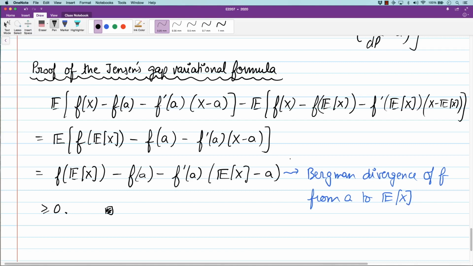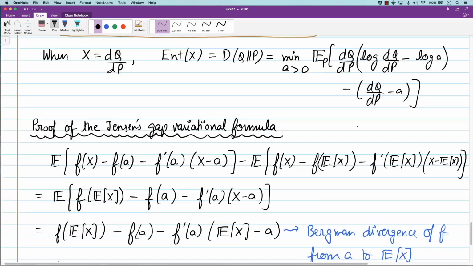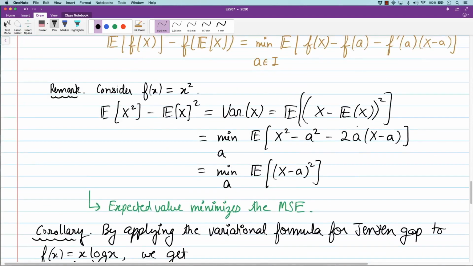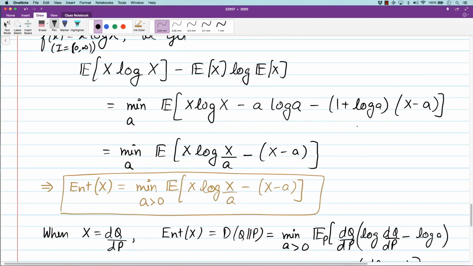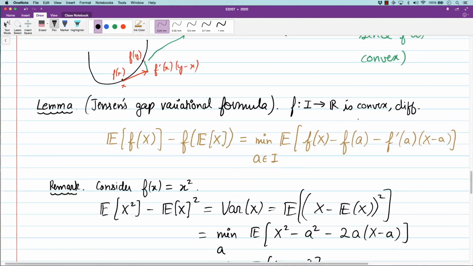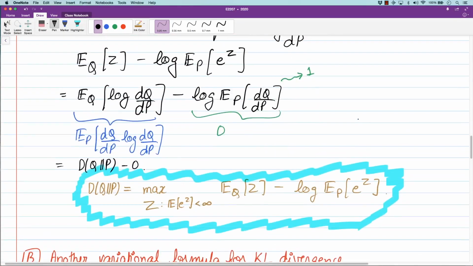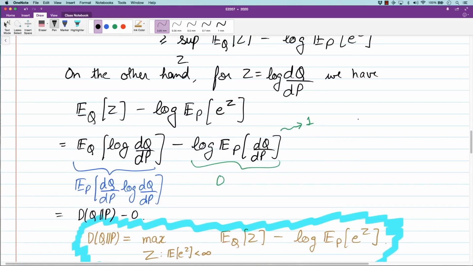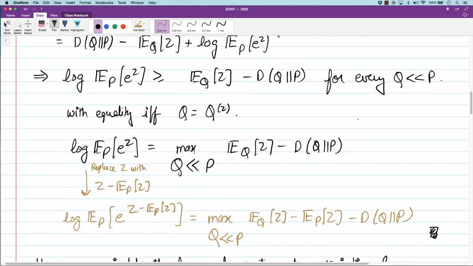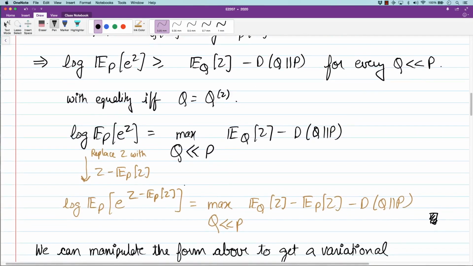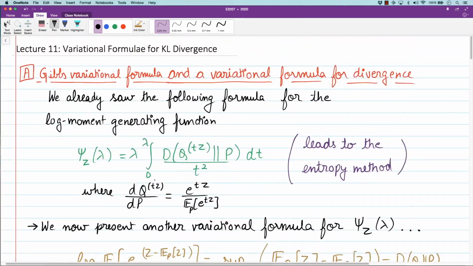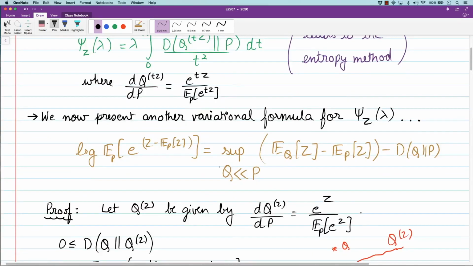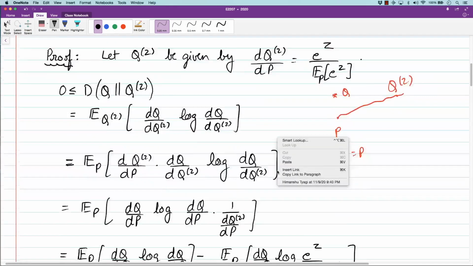So this is the proof of the Jensen's Gap variational formula. And we can apply different functions here and get all these different variational formulas. So there are takeaways from this lecture. Actually, there are 3 takeaways, but I need not overplay the first one because we'll spend a lot of time on that one. The first one, the main one, perhaps in the long term, is this Gibbs variational formula here. It gives you a new formula for the log moment generating function. We'll come back to this later.